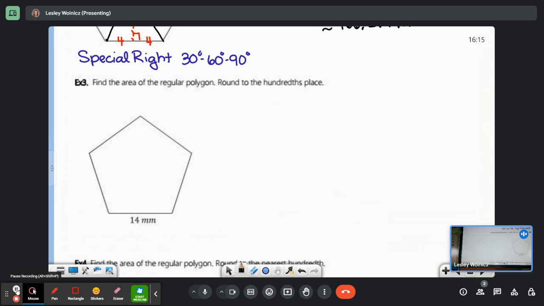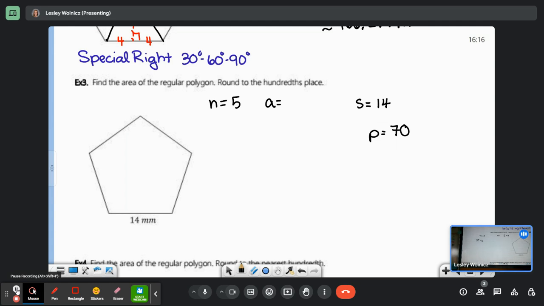Okay, so we have to find the area of this beautiful regular pentagon. So, what three things do we need to know? The N, the A, and the S. Do we know the N? How many sides does it have? 5. Do we know the A? No. Do we know the S? 14. Using that information, do we already know the perimeter? Yes. Isn't it 5 times 14? 70.